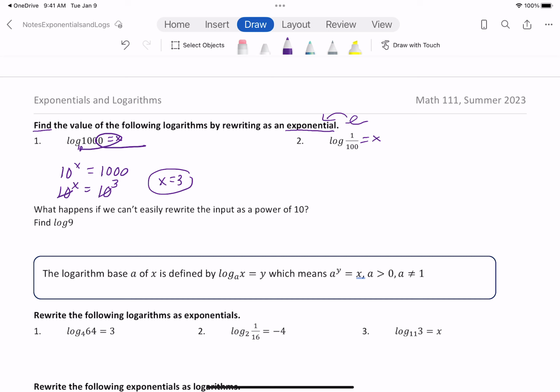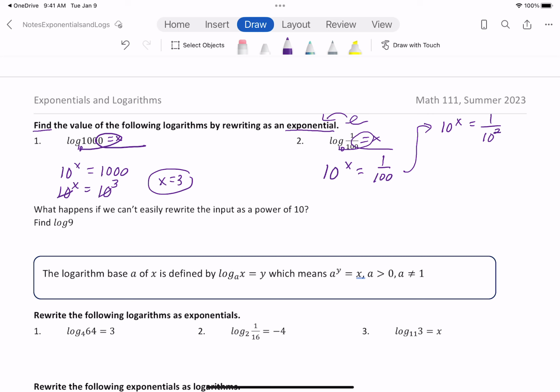So the second one is going to work the same way. If you want to draw in the implied 10, you can do that. And then if I make my E, I know the base is 10. I'm going to raise that to the power of x. And then it's 1 over 100. So this one is a little more involved. I'm still going to try to write that 100 as a base of 10. So that would be 10 to the second.